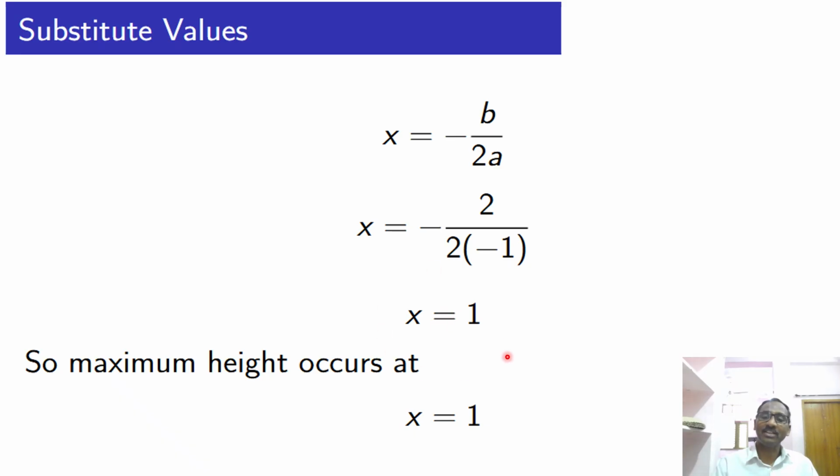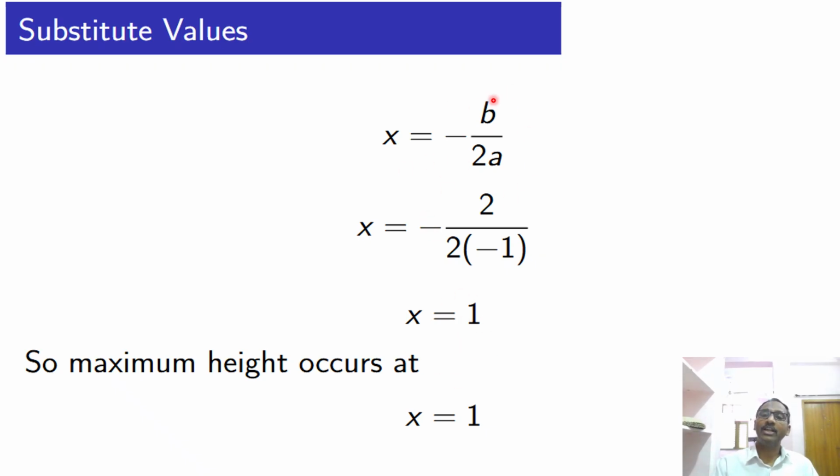So here you got x equal to 1. Even if you use the formula, you are getting x equal to 1 only. They are already given this x equal to 1. So maximum height occurs at x equal to 1. How did you get x equal to 1? x equal to minus b by 2a.